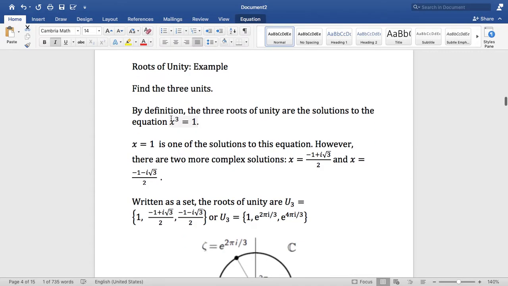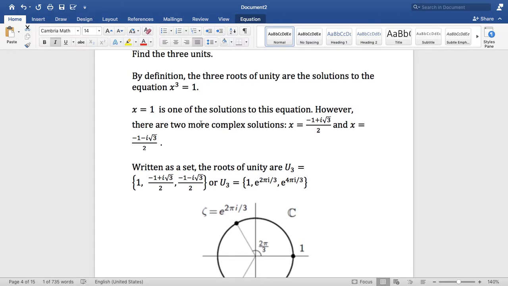Well, these are the solutions, where if I plug them into x and I cube them, I should get 1. With a little bit of thinking, immediately you know 1 is a solution, but with a little more thinking, you're going to get that x is equal to negative 1 plus i square root of 3 divided by 2, and negative 1 minus i square root of 3 divided by 2. And now we can write the set of the three roots of unity as 1, comma, negative 1 plus i square root of 3 divided by 2, comma, negative 1 minus i square root of 3 divided by 2.